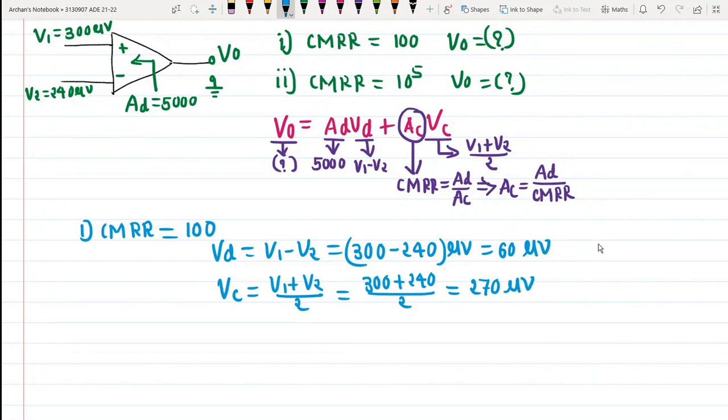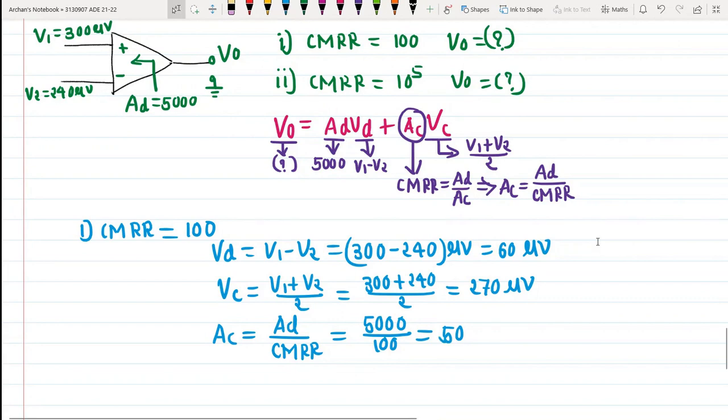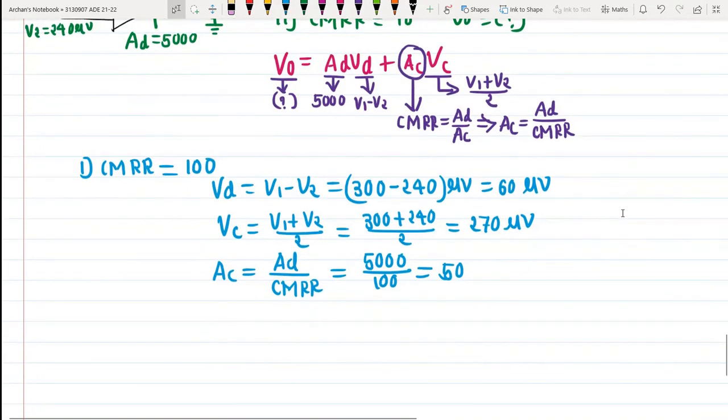microvolt. And then AC is equal to AD upon CMRR. AD is given to you as 5000, and CMRR in this case would be 100. So the common mode gain will be equal to 50. Okay, so all the parameters required to find the output voltage are now available to us. So put these values in the equation of output voltage.